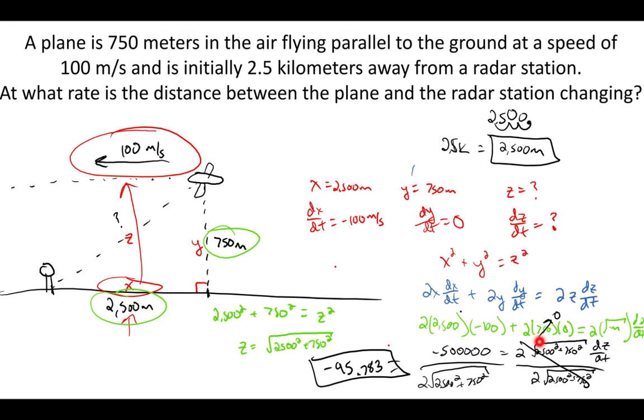We also need to make sure we're doing our units here. Think about what variable we did. We did z, and this was in meters per second, so that is going to be changing in meters per second as well. So that means the distance between that plane and the radar tower is changing at a rate of negative 95 meters per second approximately. Throw it on there.